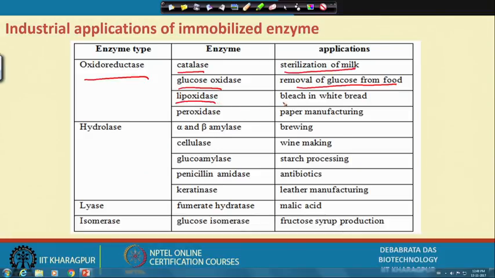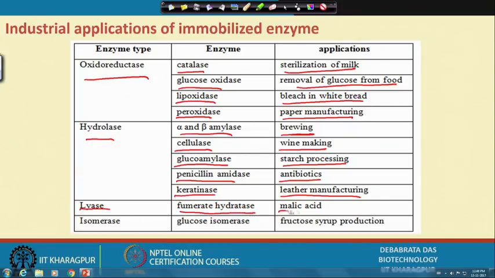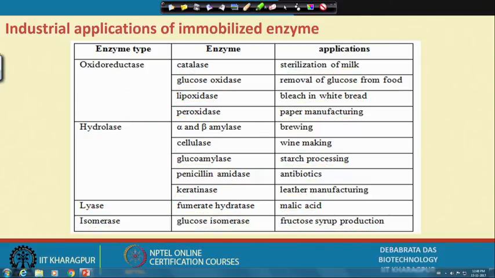Now, oxidase bleaches the white in white bread, and peroxidase is used in the paper manufacturing industry. Hydrolases, we have alpha and beta amylase, used in the brewing industry. Cellulase, wine making, and glucoamylase, starch processing. Penicillin amidase, that is the antibiotics industry. Keratinase, leather manufacturing industry. Lyase, fumarate hydratase, for malic acid, and isomerase, glucose isomerase for fructose syrup production. These are the different industrial applications we have.